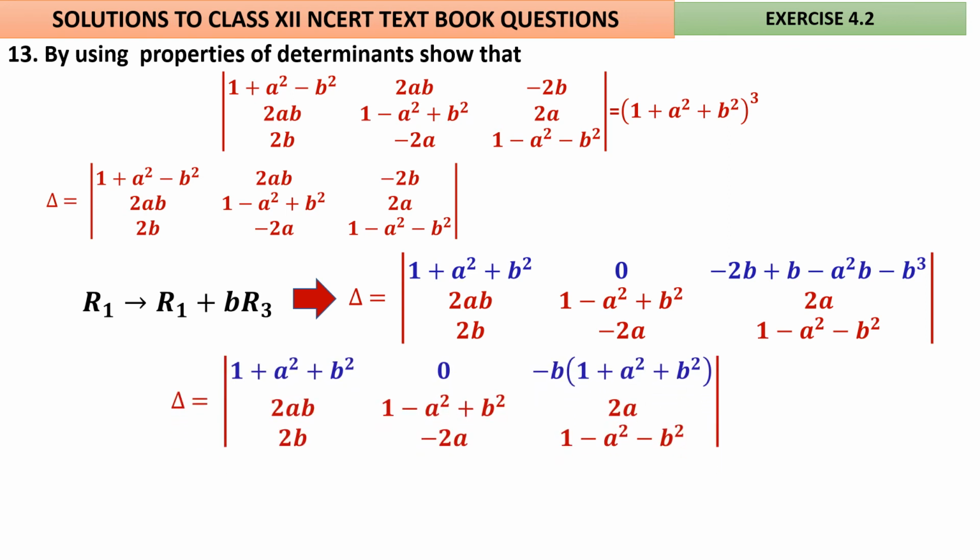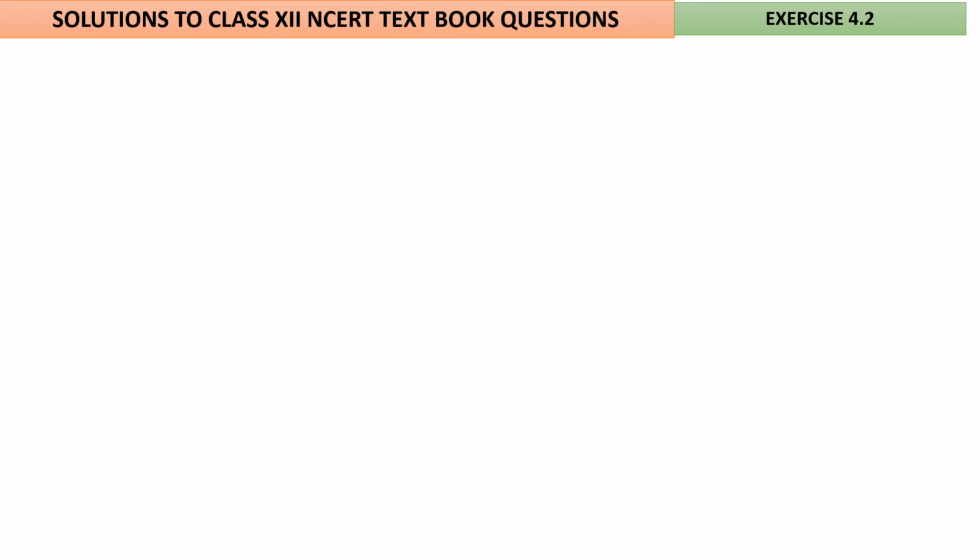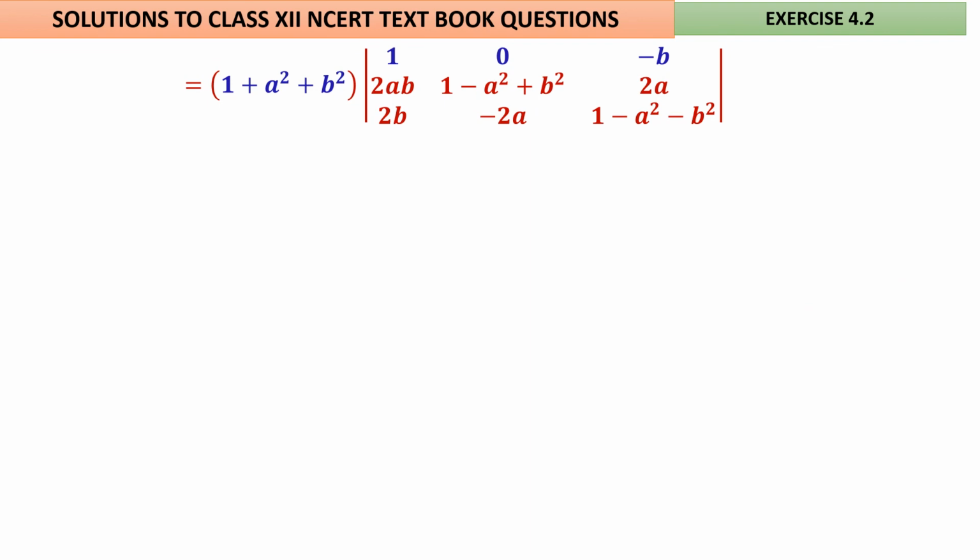When you take minus b outside from the first row third column element, it will be minus b multiplied by 1 plus a square plus b square. Now you got the idea? 1 plus a square plus b square can be taken outside from R1. When I take it out of R1, it will become 1 0 minus b, remaining elements are as such. Okay, we got this. We continue.